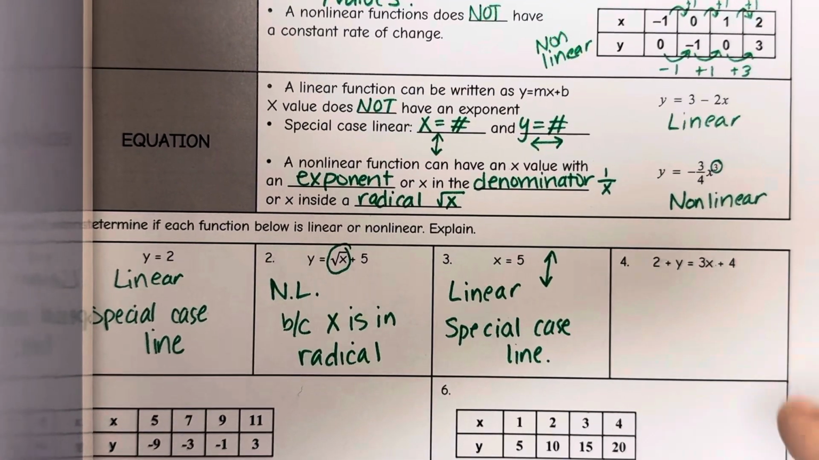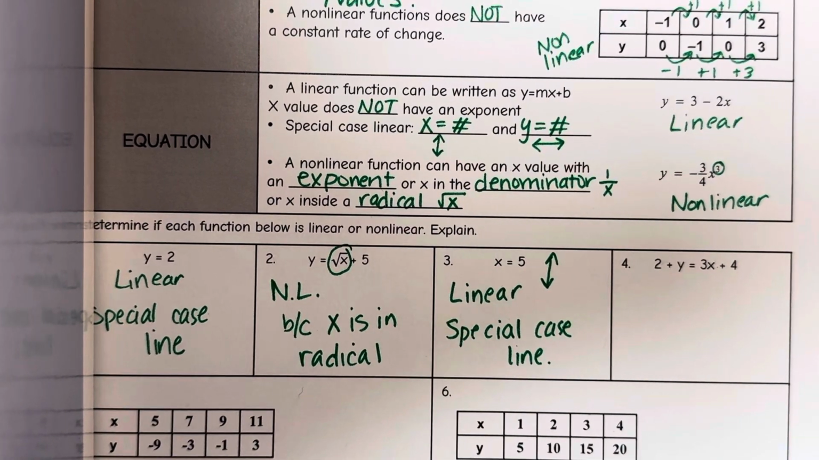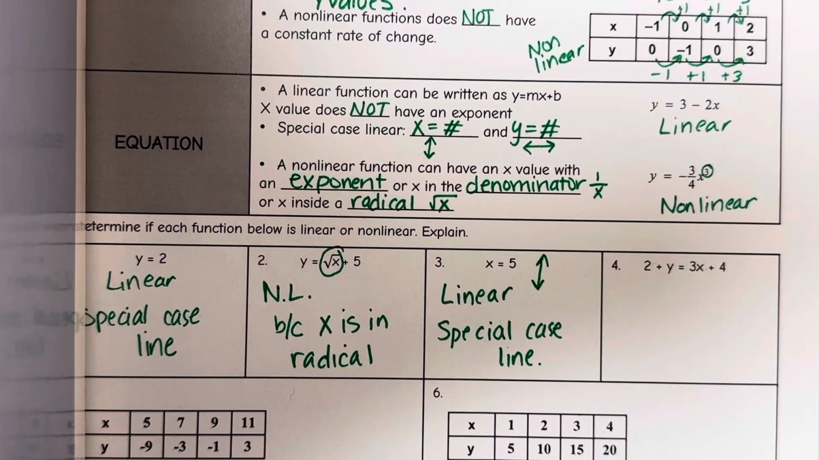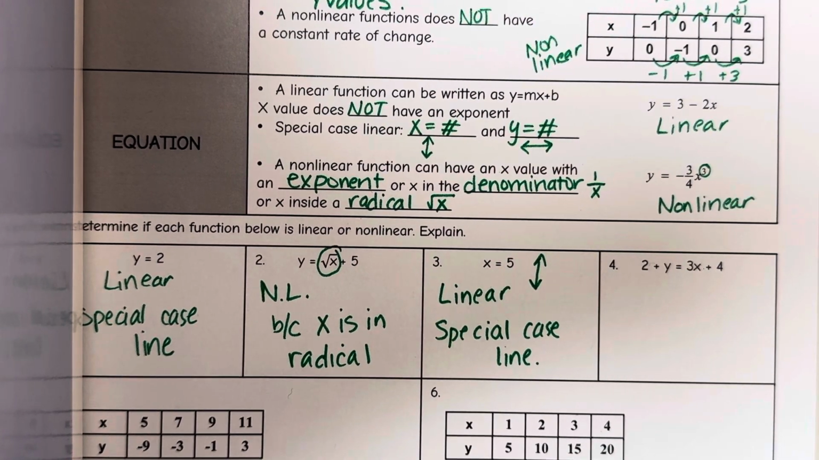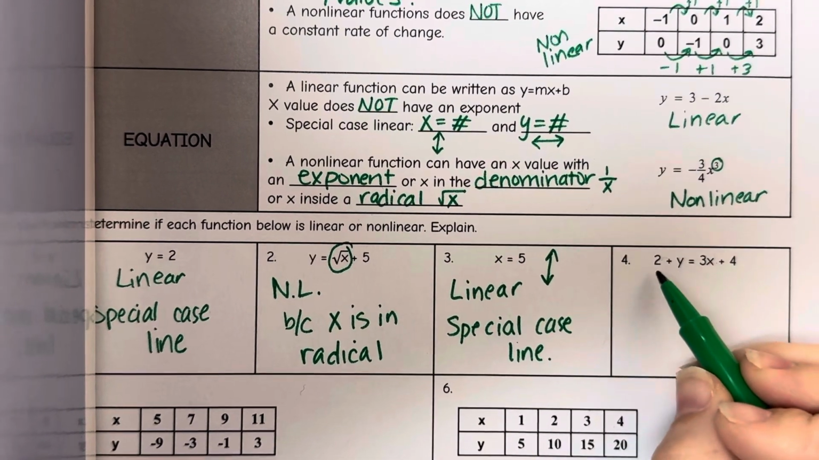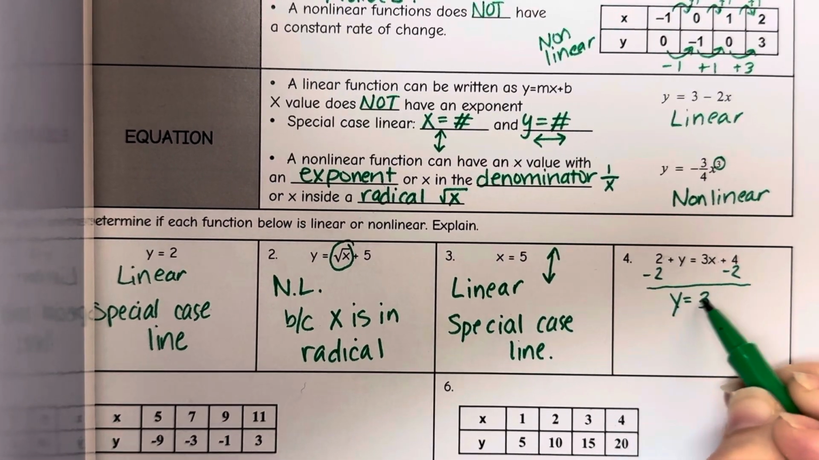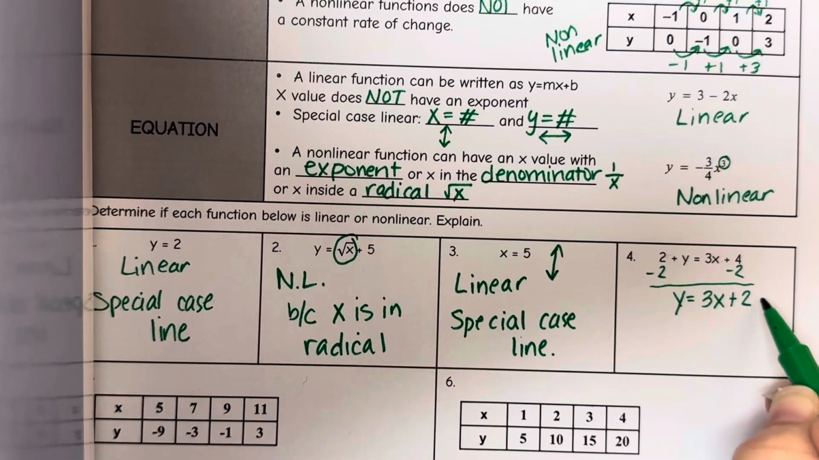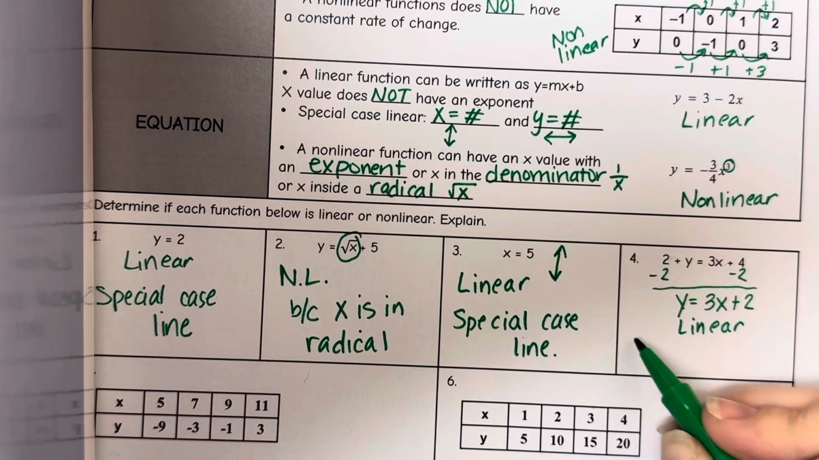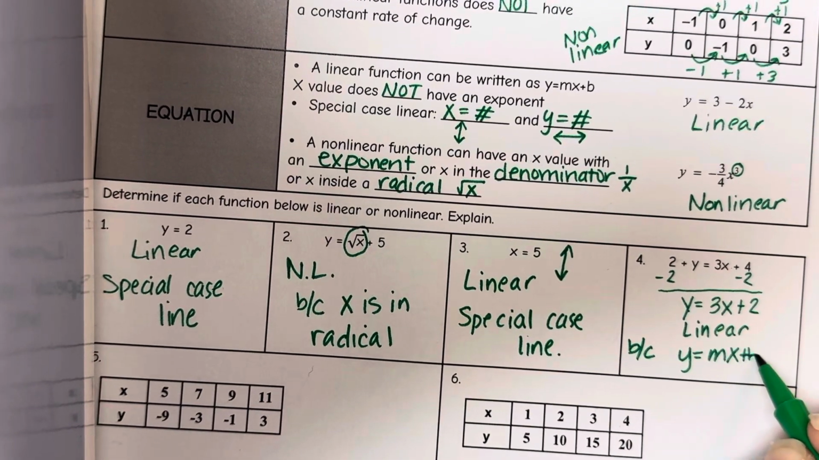Number 4, I don't see x with an exponent or in the denominator or inside of a radical, but I do want to rewrite it into y equals mx plus b form. That is one of the things it says. It can be written as y equals mx plus b form. So to get y by itself, I subtract 2. So y equals 3x plus 2. This is linear because it's in y equals mx plus b form.